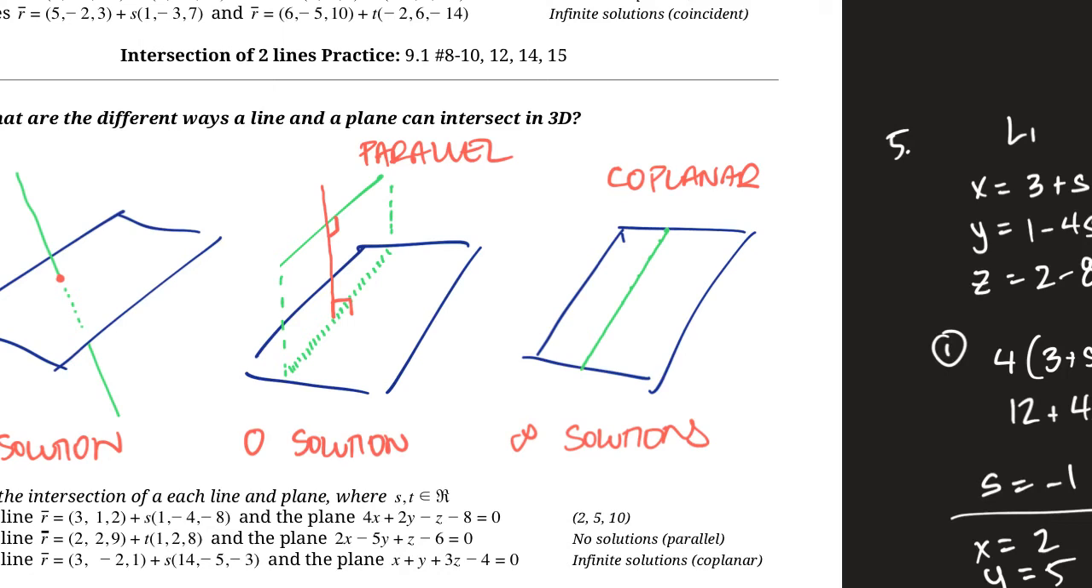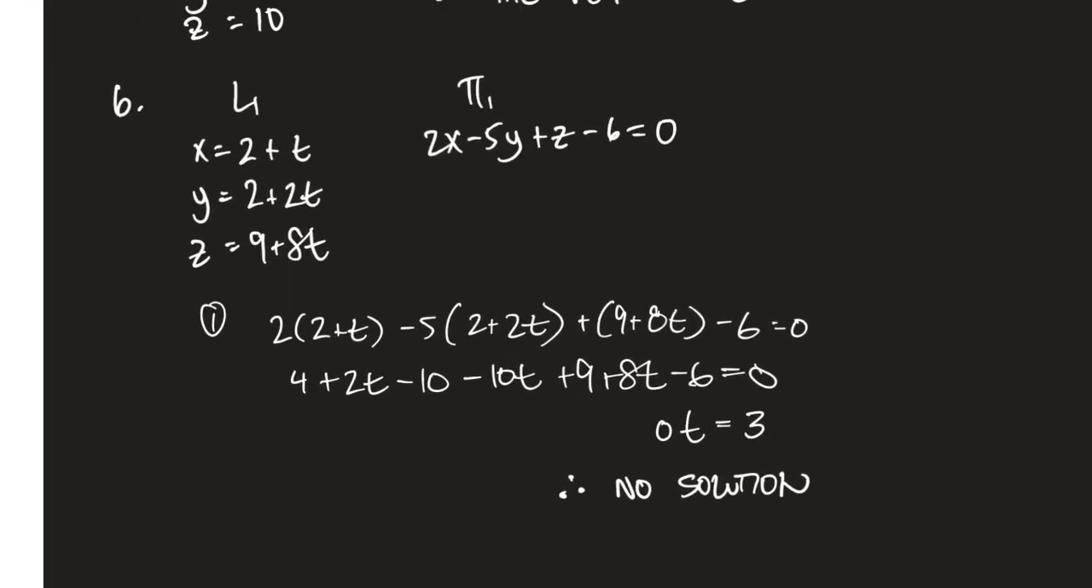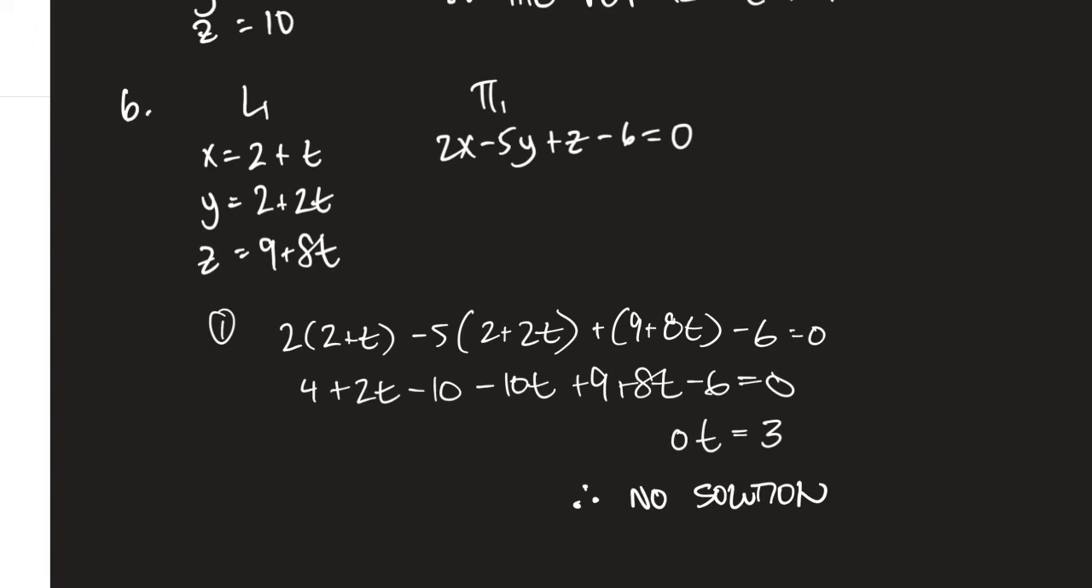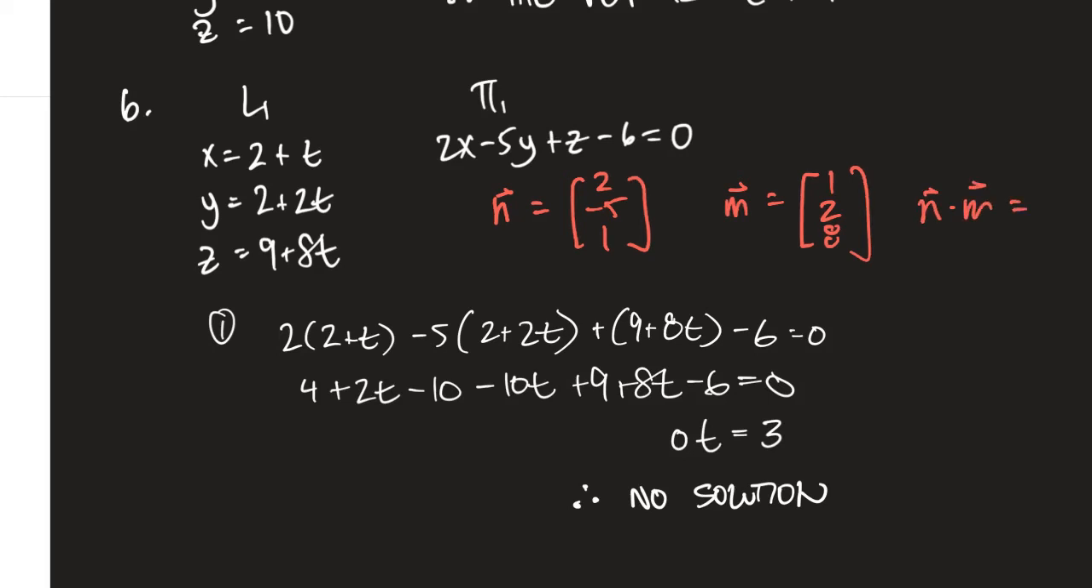How can you check if two things are perpendicular to each other? You can use the dot product. So very quickly, if we do the dot product of the direction vector of the line and the normal of our plane, and we know the normal of the plane is just the coefficients, so in this case it's 2, negative 5, 1. Our direction vector, we'll call that m, of the line is 1, 2, 8. If we do n dot m, we should get 0 if they're perpendicular.